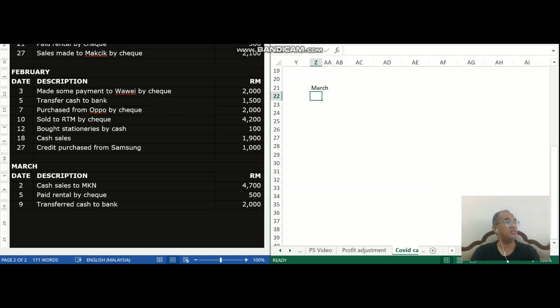Inshallah, it's a blessing. Okay, now March 2nd, we have credit cash sales to MKN. So debit cash, and credit sales. How much? 4,700.